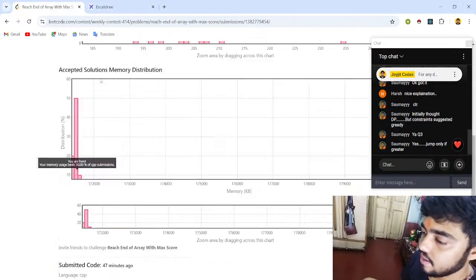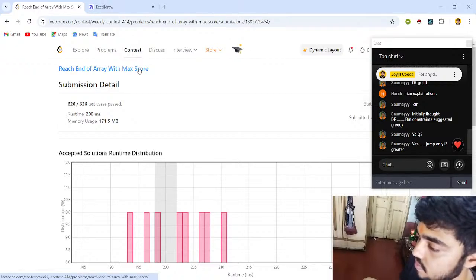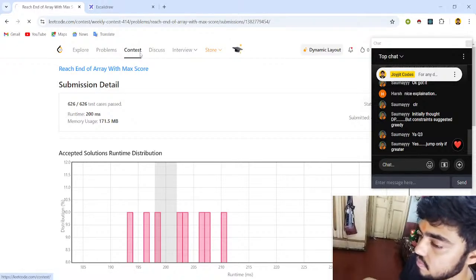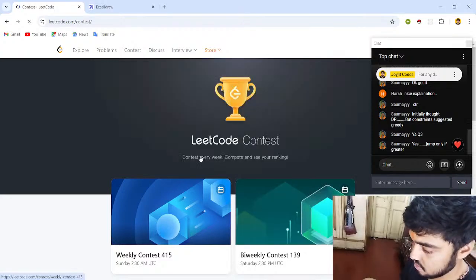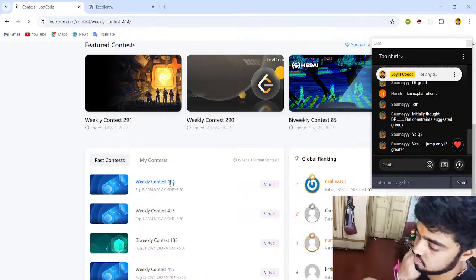So just write clear so that I'll understand this problem is clear for you guys. Oof.